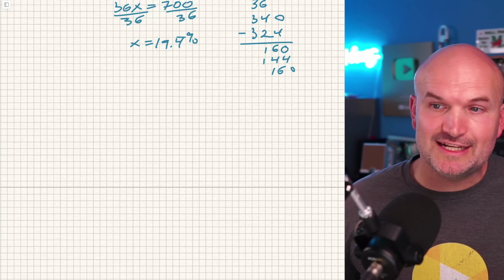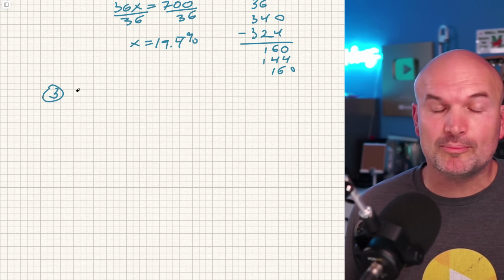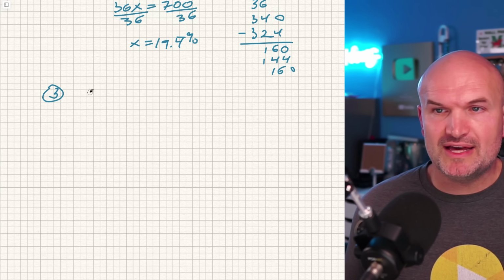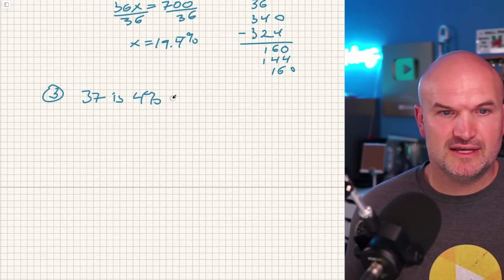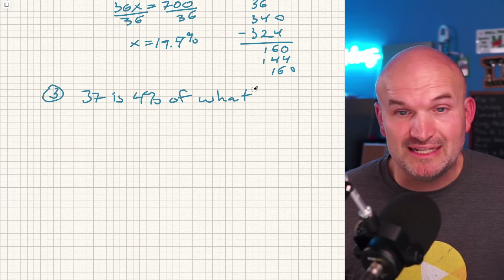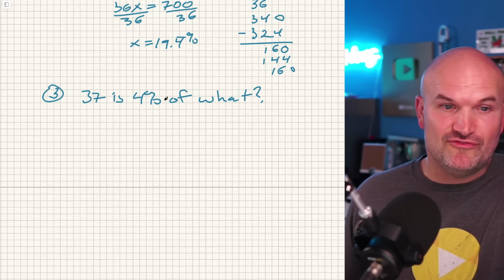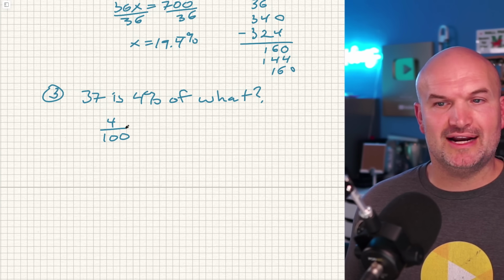All right, now let's get into the third example of the word problem or percentage problem that you would need to know. So that is going to be 37 is 4% of what? Okay, so again, immediately, once I see the percent, I see 4. I know that's part of 100. I'm going to rewrite that as 4 out of 100.